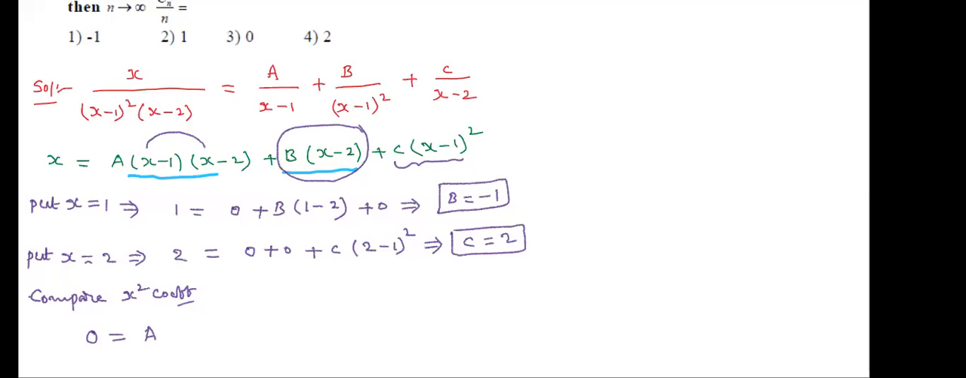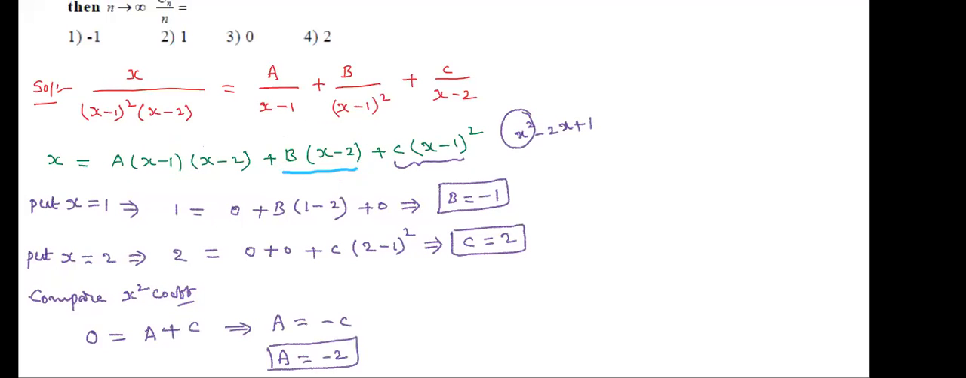But here after expansion, you'll get x minus 1 whole square means x square minus 2x plus 1. Here x square is there or not? Their coefficient is c. Okay. A plus c is equal to 0. Then what is c? So what is a? A is equal to minus c. Now finally a value is minus 2. So a value we got is minus 2.